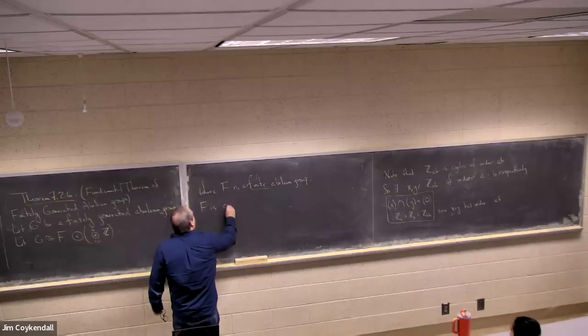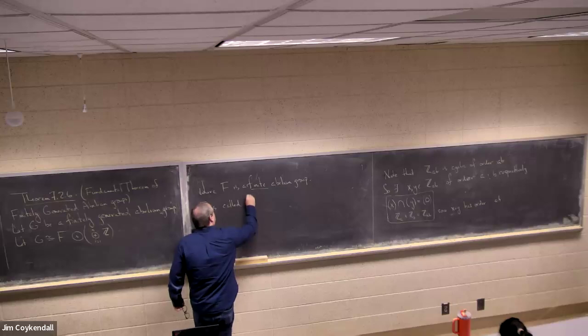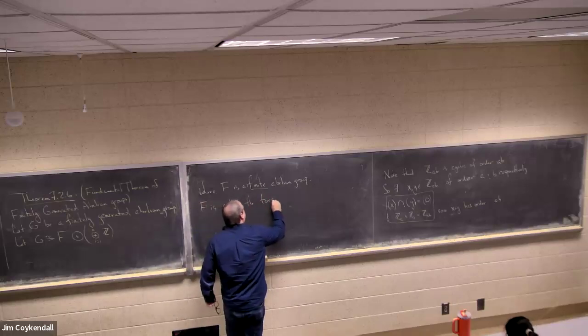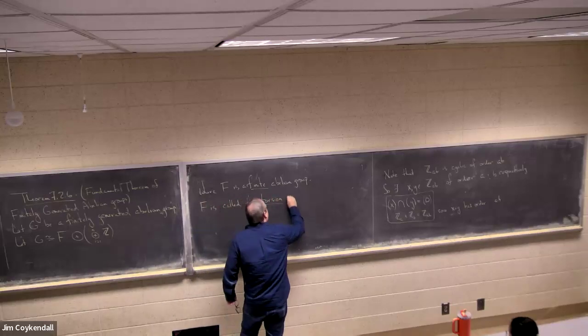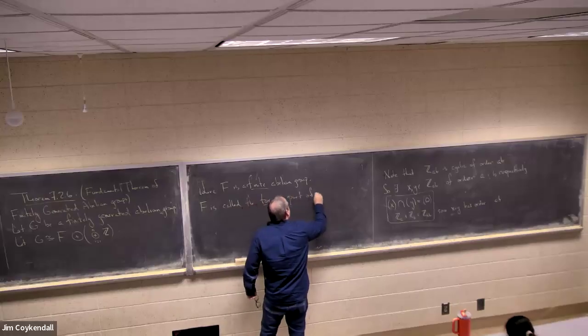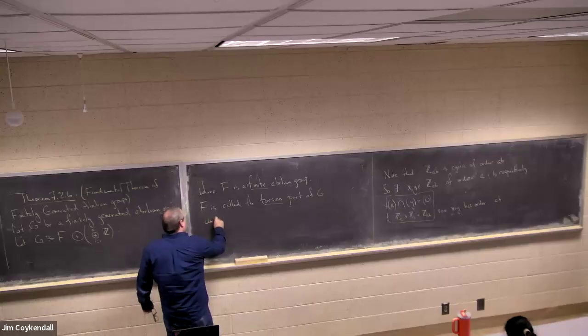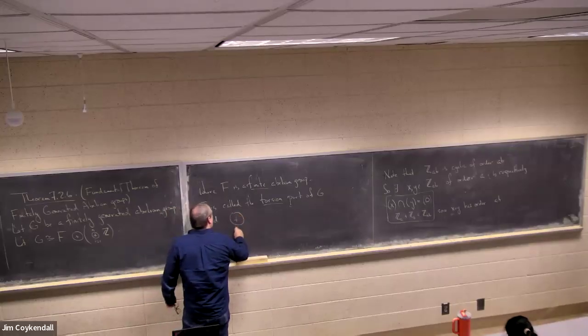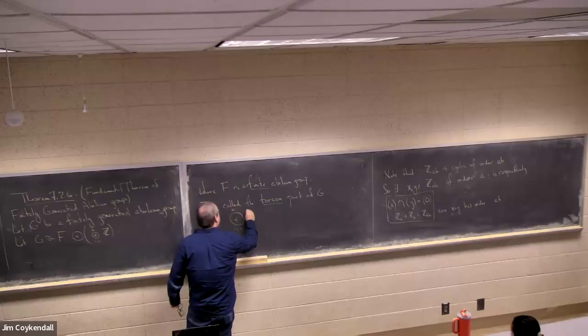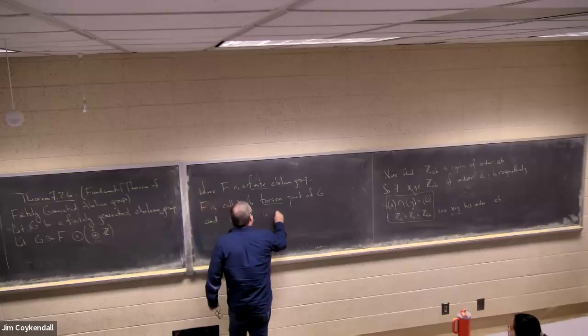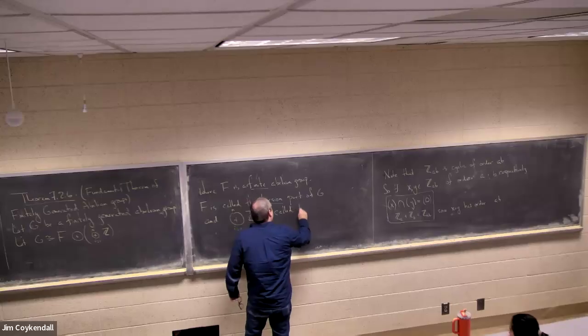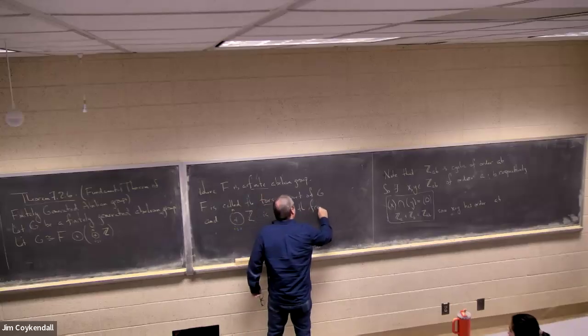F is called the torsion part of G. And this collection of copies of C that you might tack on is called the free part.